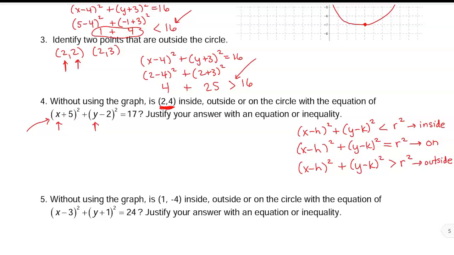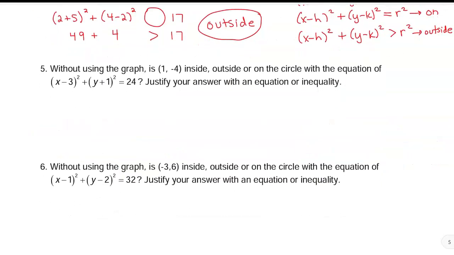Here we go. Substitute in 2 for x and 4 for y, and see how that compares to 17. 2 plus 5 is 7, squared is 49. 4 minus 2 is 2, squared is 4. So I'm actually getting 49 plus 4, which is greater than 17. That means the point is outside the circle.